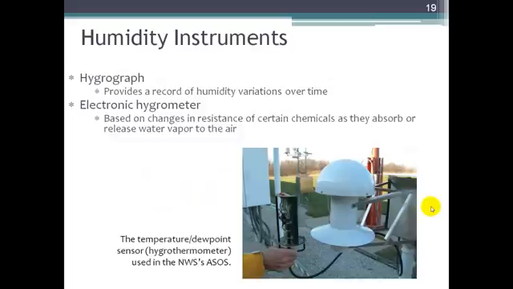A hygrograph is a device that measures humidity over time. Like we saw with the barograph and the thermograph, there's also a hygrograph that lets you see the trend of humidity over time. And then an electronic hygrometer, like the one you see in the picture below here, is based on resistance of certain chemicals if they absorb or release water vapor into the air. So it's a chemical process. Here we have a temperature dew point sensor, a hygrothermometer. It's doing both: measuring the air temperature and the dew point temperature.